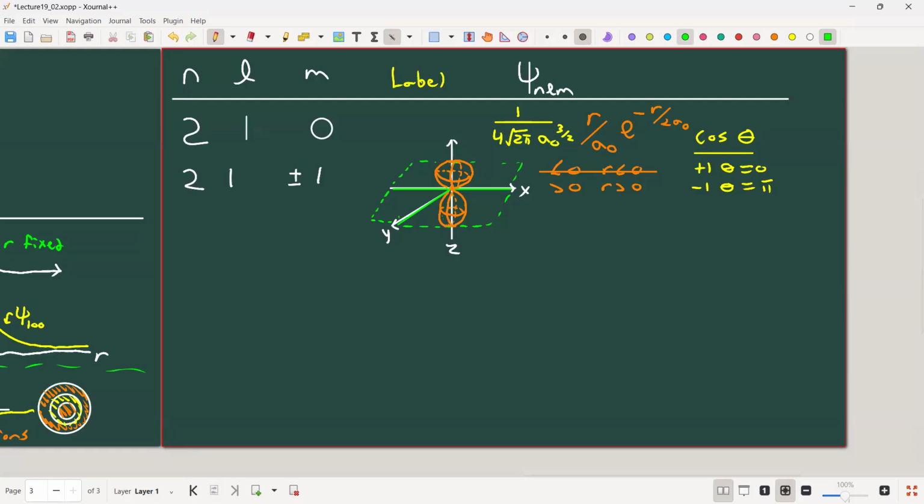And one of them is going to be a positive value and one's going to be a negative value. I'll just color this one negative. This is my negative one, and this is my positive. And so we call this the 2pz orbital because the electron lies along the z-axis.